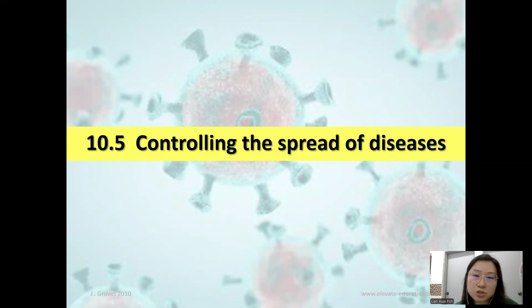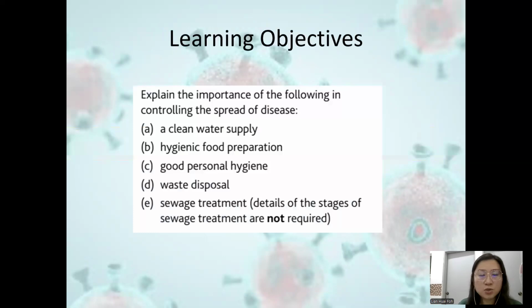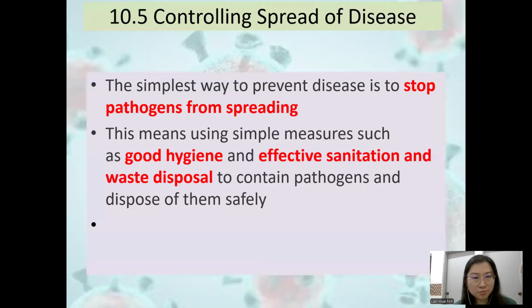So how do we actually stop or control the spread of disease, other than vaccinations and injection of serums? There are a few ways that we need to look into. One way is to have a clean water supply, food preparation, personal hygiene, waste disposal, and also sewage treatment. We will look into each one in much more detail.